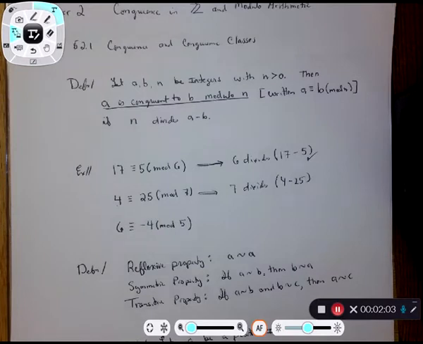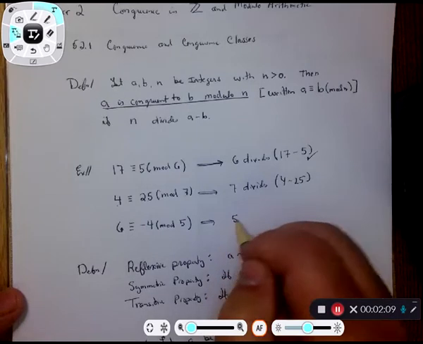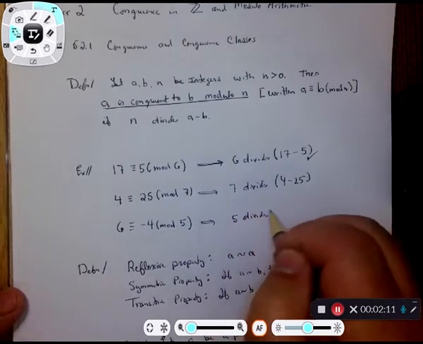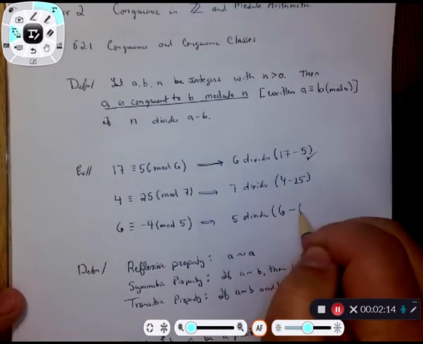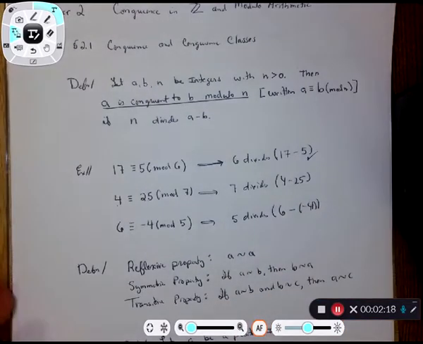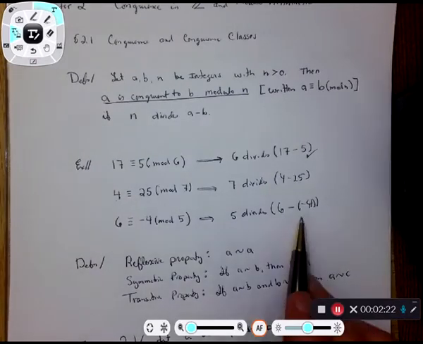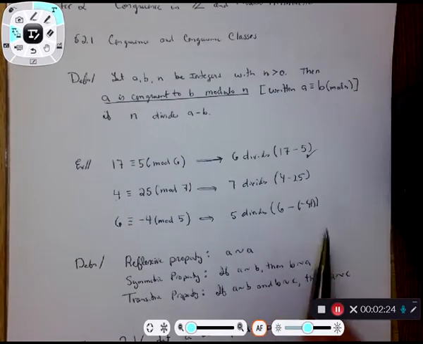And the last one, 6 is congruent to negative 4 mod 5, and the reason for that is 5 divides 6 minus negative 4. Now, 6 minus a negative 4, that's 10, and clearly 5 divides 10.